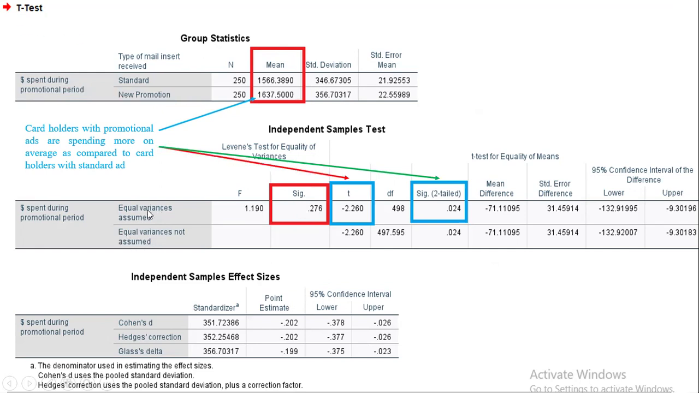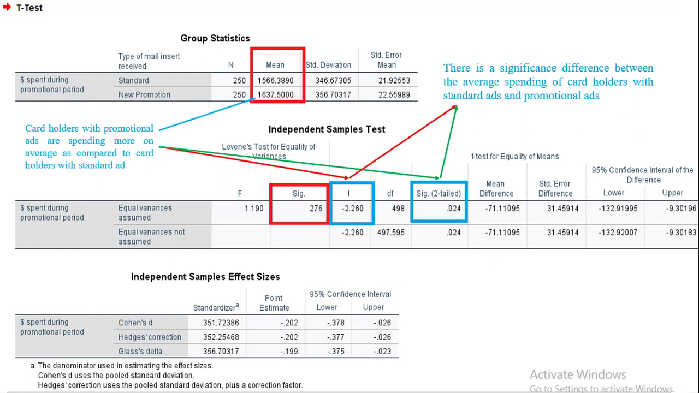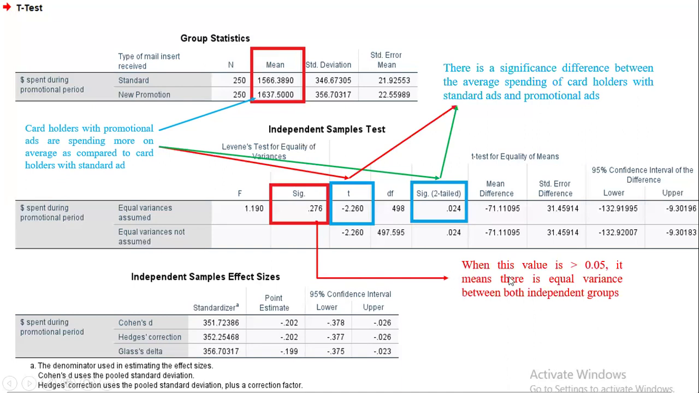So what you need to do, you need to see the t value and the sig value. There is a significant difference between the average spending of the card holder with standard ads and promotion. So this sig value is greater than 5%. What it indicates, when this value is greater than 0.05, it means there is equal variance between both independent groups.